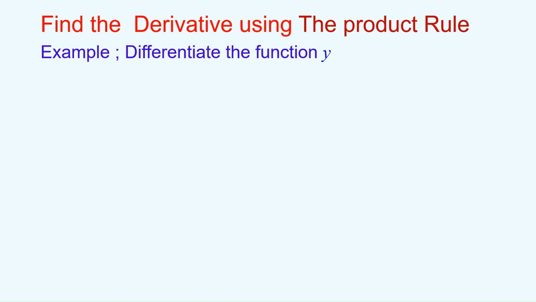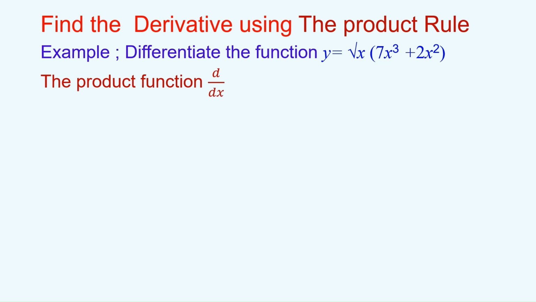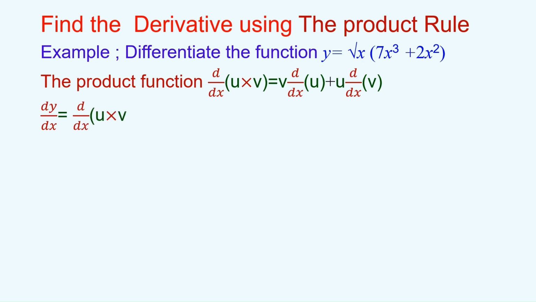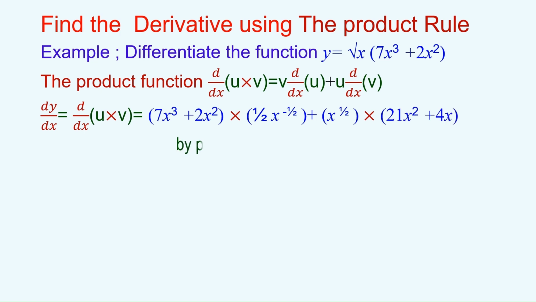Example: differentiate the function y equals square root of x times (7x cubed plus 2x squared). The product rule: d/dx of u times v equals v times d/dx u plus u times d/dx v. So dy/dx equals d/dx of u times v equals (7x cubed plus 2x squared) times 1/2 x to the power of minus 1/2 plus x to the power of 1/2 times (21x squared plus 4x).